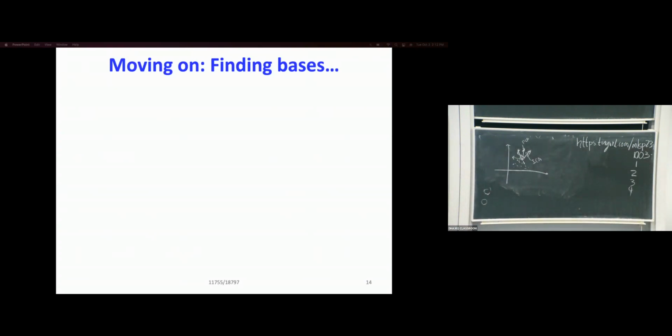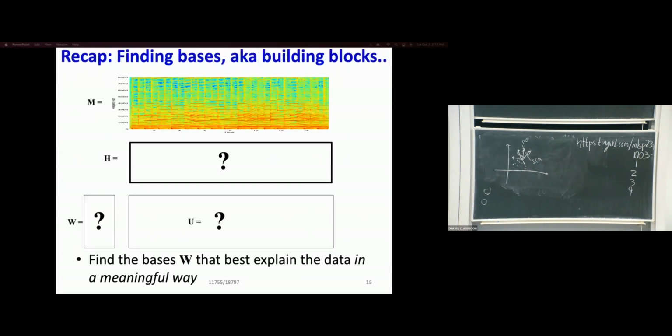So now that we have this note matrix problem you did on homework 1, you can see here you have a spectrogram, you have H and W. In the PCA, what we tried to do was make this orthogonal. We didn't give much emphasis on H, right? We want to find the best basis W that explains the data in a meaningful way. The way we attempted to do that was making this orthogonal, because you don't want one base to be related to another one, right? That's the idea of what we did before.